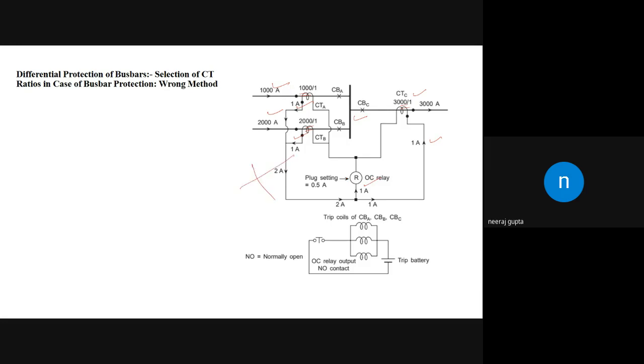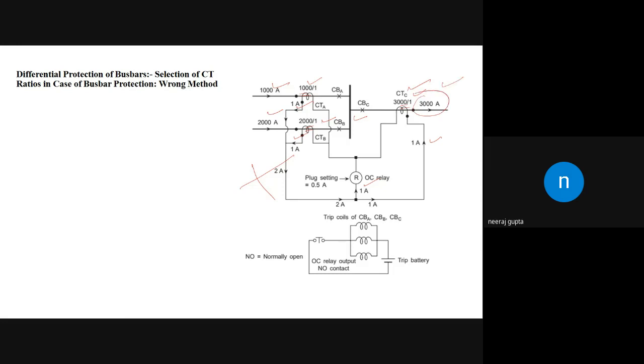We cannot connect the bus bar like that with these kinds of CT ratio. So what is the correct method of connection? The correct method of connection is that we will see what is the maximum value of the current in that case.